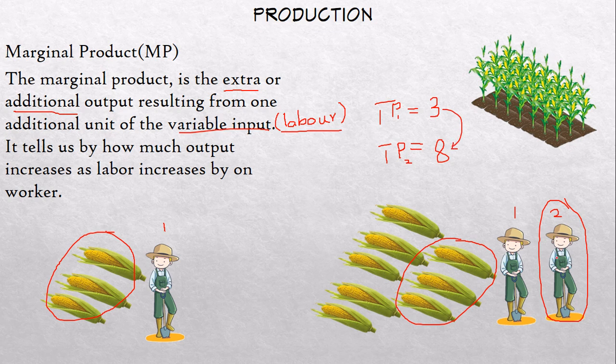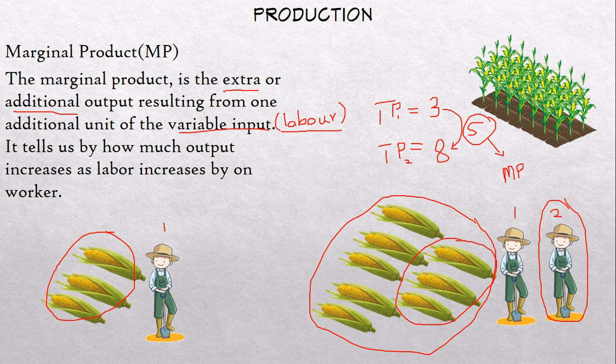So it means that just by employing the second farmer, I have gotten 5 additional maize. When it was just 1, I had 3 maize. Now I have 2 farmers and I have 8 maize over here. So just by employing the second farmer, I have gotten 5 additional maize. This 5 over here is what we refer to as the marginal product.